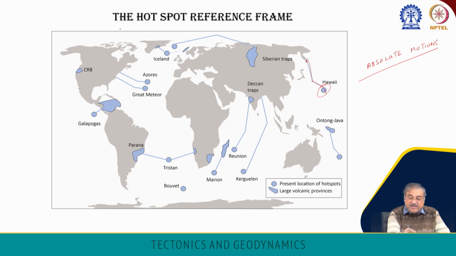Therefore, the idea that was used was to use what is called a hotspot reference frame for monitoring how motions take place. So motion with respect to hotspots was considered to be an absolute motion. That's what people categorized it. And then when you actually follow the trajectory of plates, you see that most of these plates actually show this kind of trajectory. So this is actually defined by the hotspot trails, but in effect they're pointing out the directions in which the plate moved.